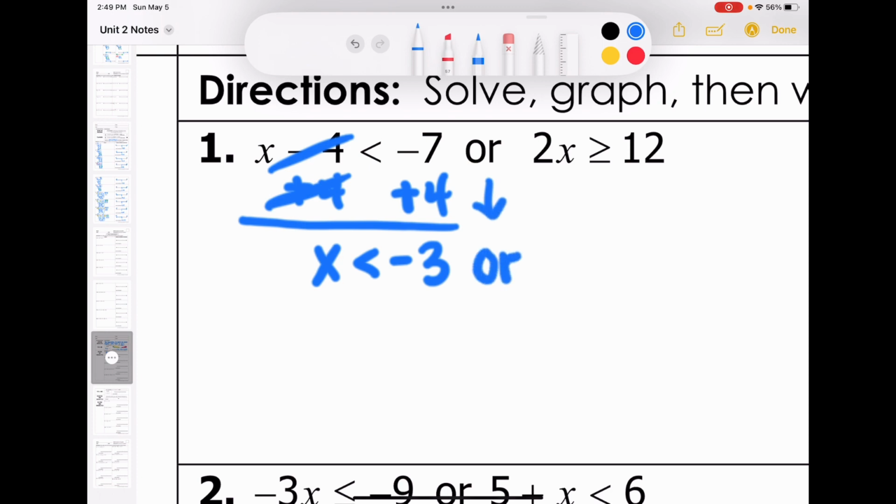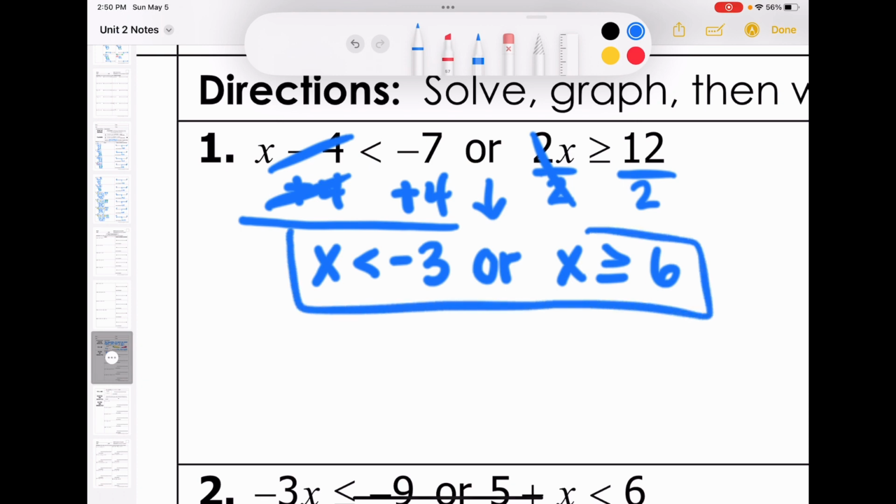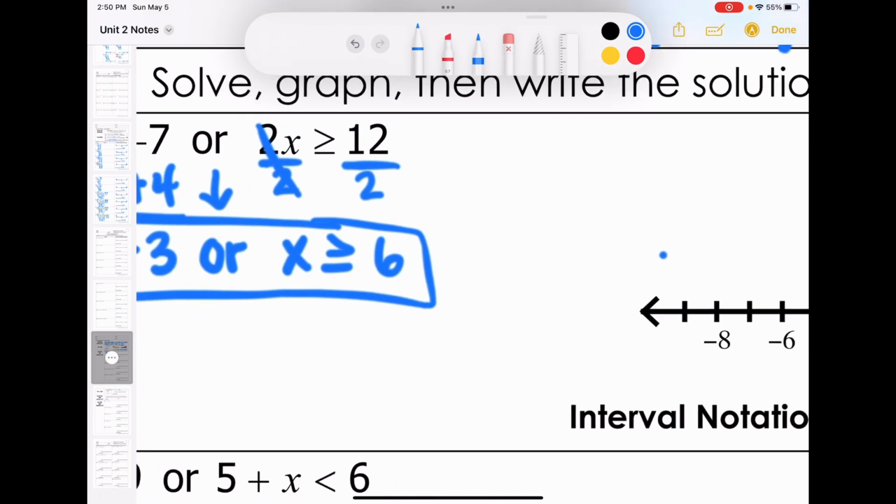And then the second one, I have 2x is greater than or equal to 12. So to solve for that, I got to get x by itself. So I need to move that 2 to the other side. So I'm going to divide both sides by 2. So x is greater than or equal to 6. So here are the inequalities that I need to graph. So let's look over at our number line.